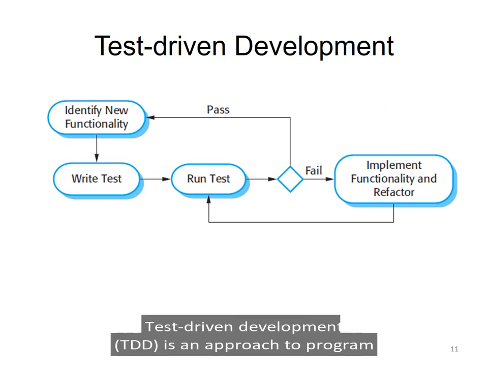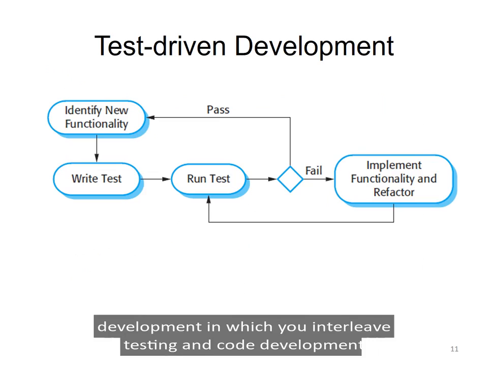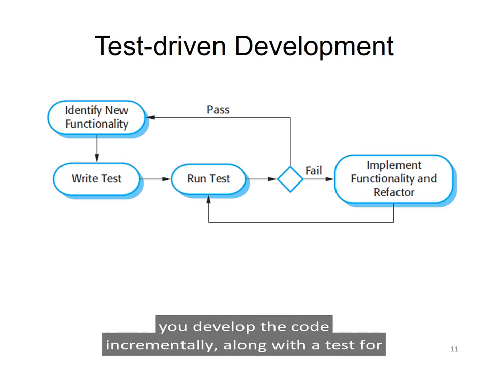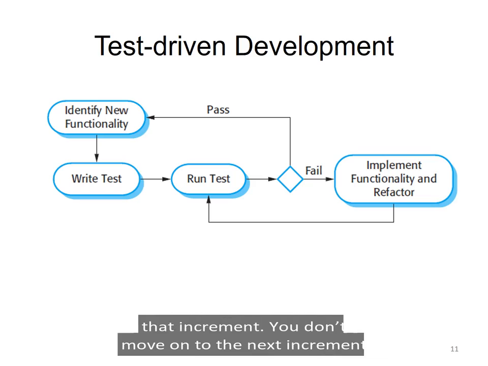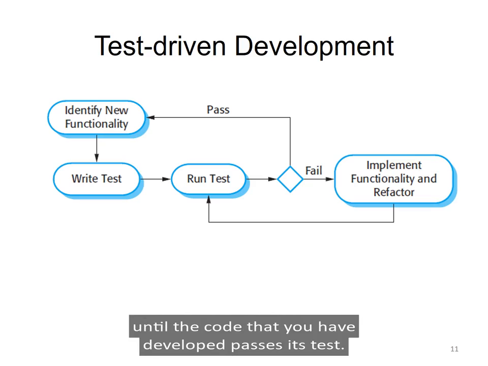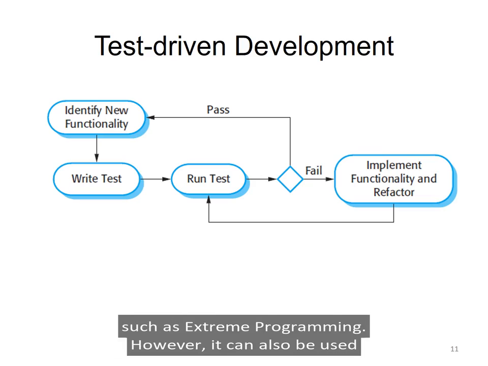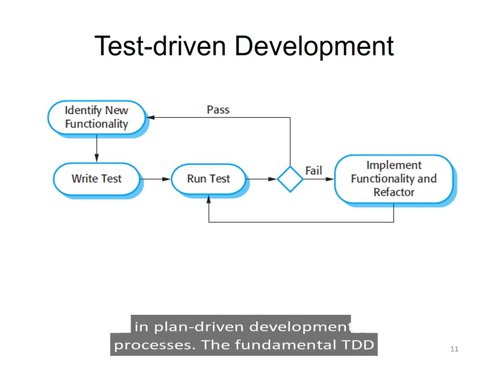Test-driven development. Test-driven development is an approach to program development in which you interleave testing and code development. Essentially, you develop the code incrementally, along with a test for the increment. You don't move on to the next increment until the code that you have developed passes its test. Test-driven development was introduced as part of agile methods such as extreme programming. However, it can also be used in planning-driven development processes.